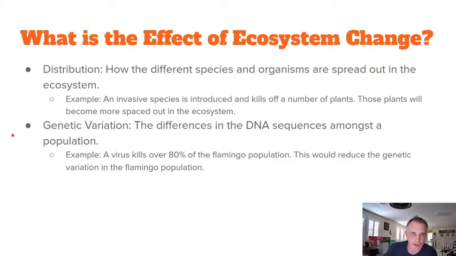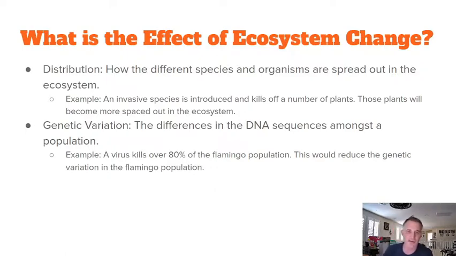The distribution could change, right? How the different species and organisms are spread out in an ecosystem. An example here would be an invasive species that's introduced and it kills off a number of plants. Well, those plants become more sparse or spaced out in the ecosystem. This can have an effect, especially when pollinators try to visit the plants. If it's a flowering plant and has to spread the pollen, it might be more difficult to get pollination occurring.